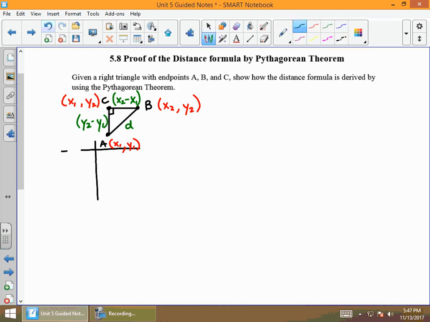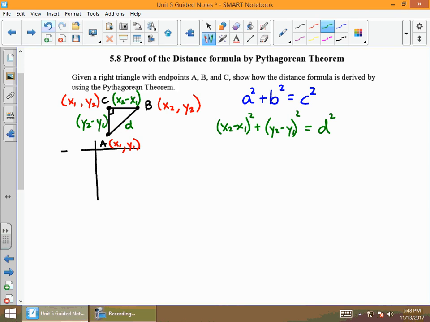Well, my triangle, as I know, is a right triangle. And I know that in a right triangle, a squared plus b squared is equal to c squared. So in my right triangle, my hypotenuse is the letter D. So that is d squared. My a squared and b squared are either of the 2 legs. So I will call CB as one leg. It is x2 minus x1 squared, plus the other leg, which is y2 minus y1 squared. So a squared, x2 minus x1, quantity squared, plus b squared, which is y2 minus y1, quantity squared, is equal to d squared.